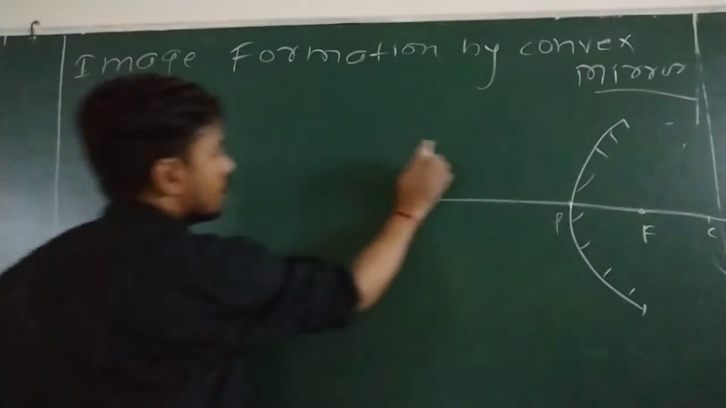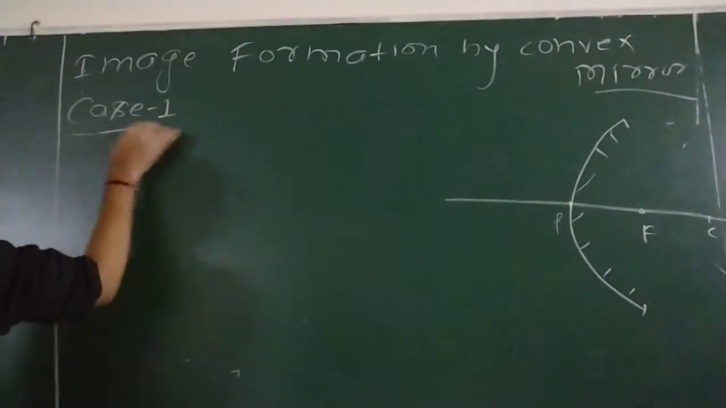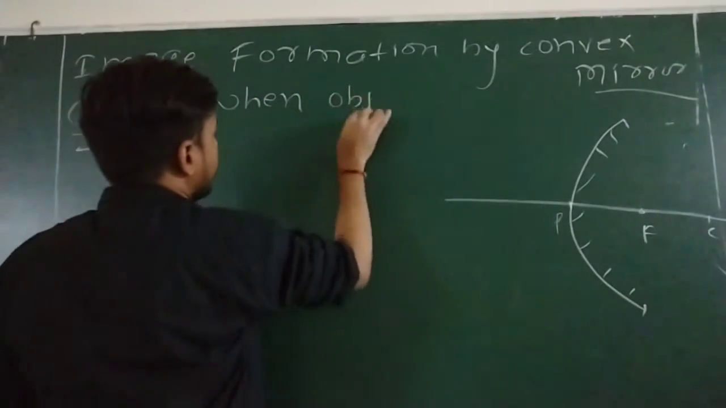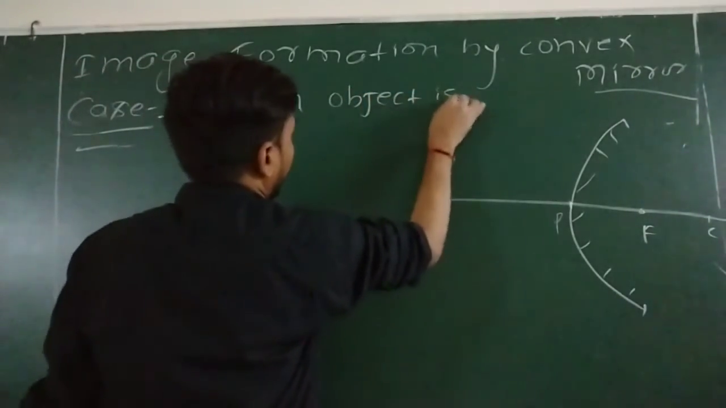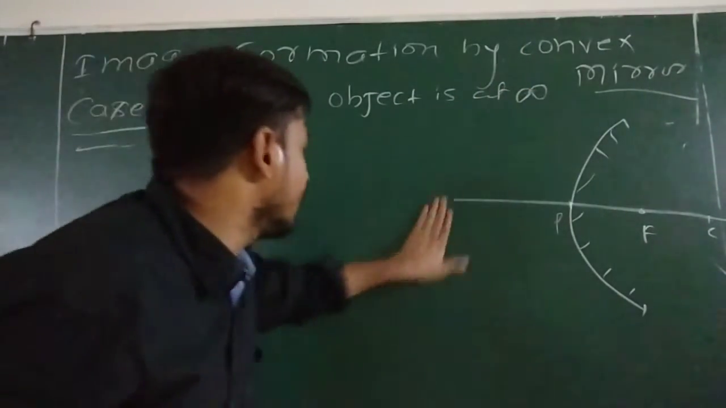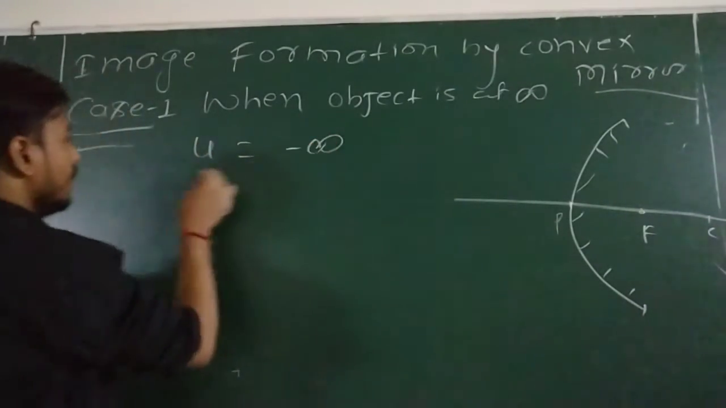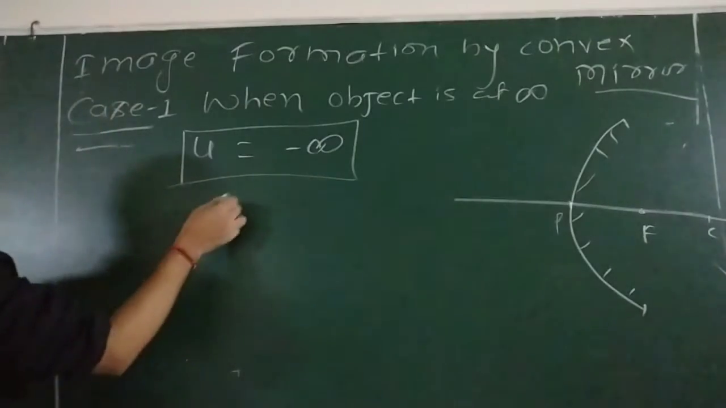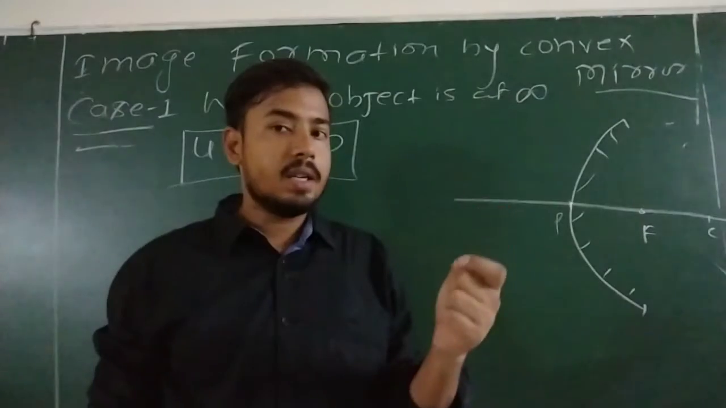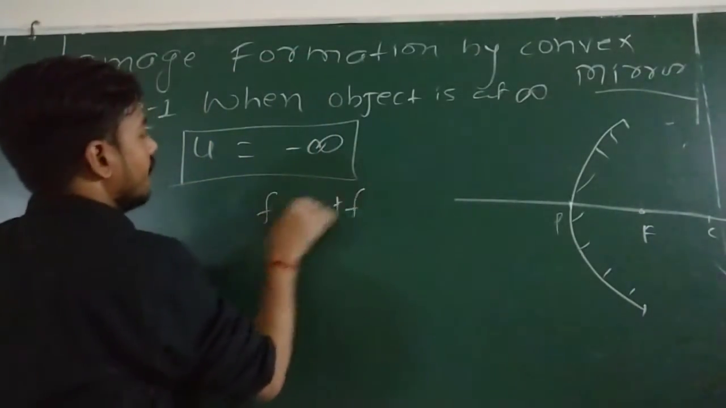So case first, when object is at infinity. So this is the real object. So I will take here u is equal to minus infinity. Okay. My dear, its focal length will be positive or negative? I have already discussed its focal length will be positive. So f is equal to plus f.